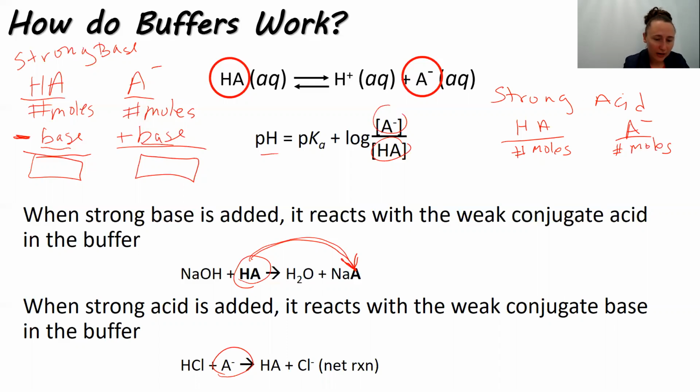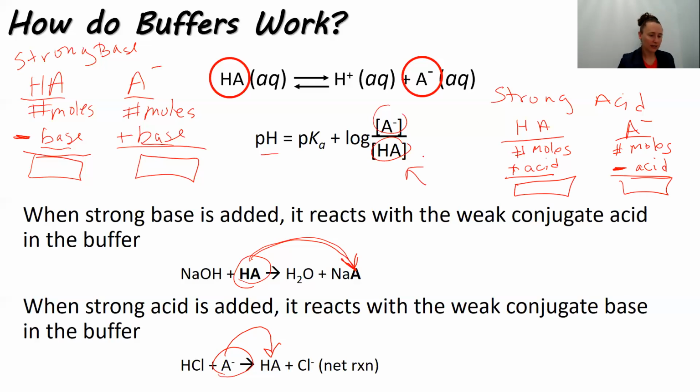When you add the strong acid, it is going to react with the conjugate base. And in the process, it makes more of the conjugate acid. And it's a one-to-one reaction, so that's why you would subtract that number of moles from the conjugate base and add it to the weak acid. And then you can get your new amounts, plug it into the Henderson-Hasselbalch equation, and get the new pH.